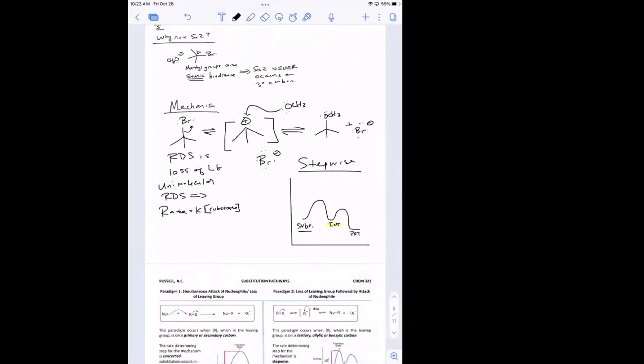Can somebody look up the pKa of HBr and tell me if Br minus is a good leaving group? Because we can tell by looking at the pKa of the conjugate acid. The conjugate acid of Br minus would be HBr. What's the pKa?